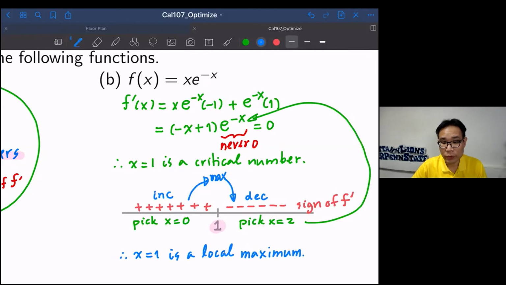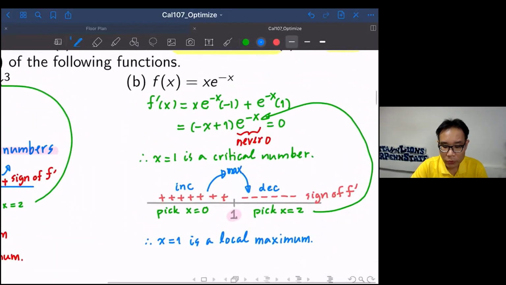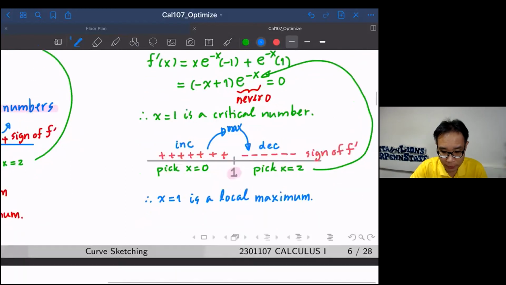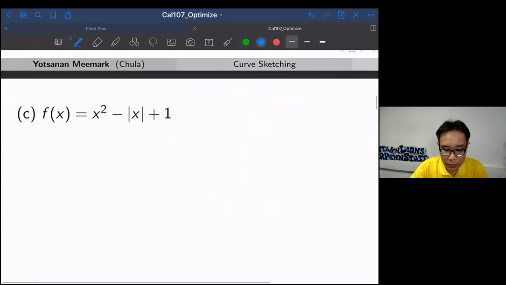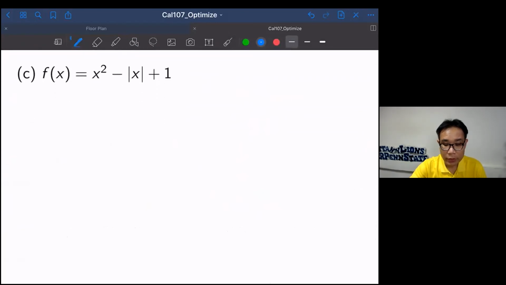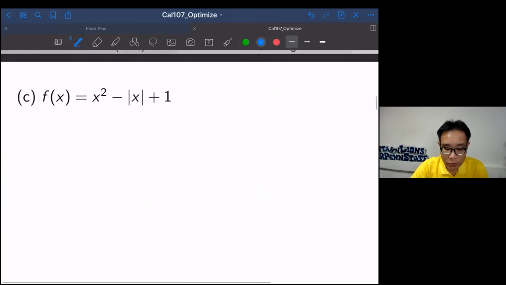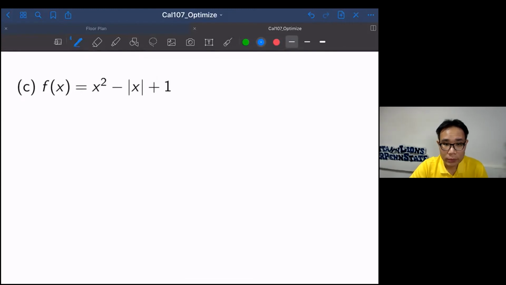Okay, so this is all the things that you need to find. You need to find the critical numbers, and you'd like to conclude about the local maximum. For the next one, you have f(x) equal to x squared minus absolute x plus 1. So for this one, it's kind of hard because you need to take care of the absolute value.